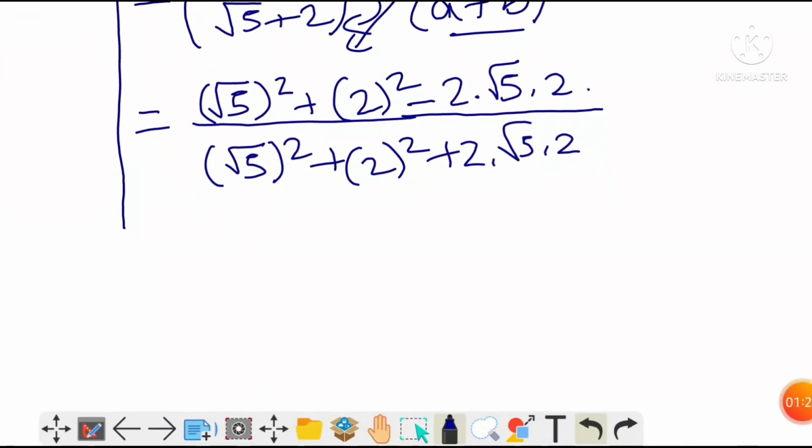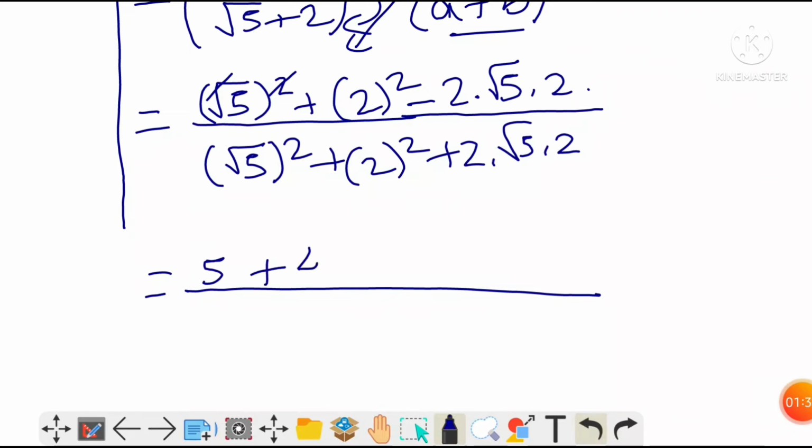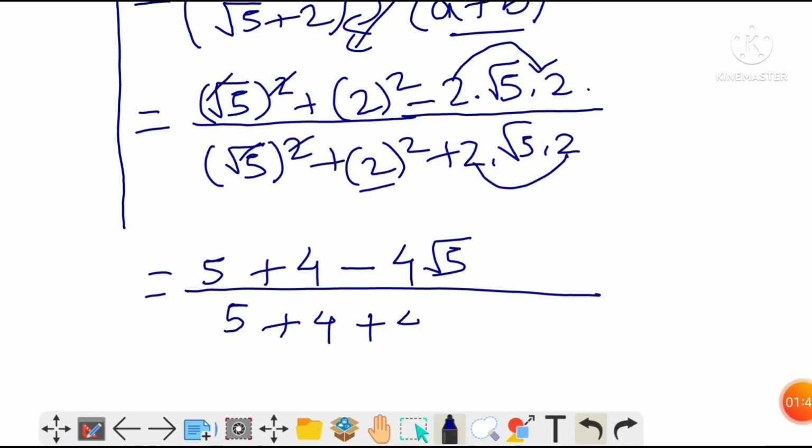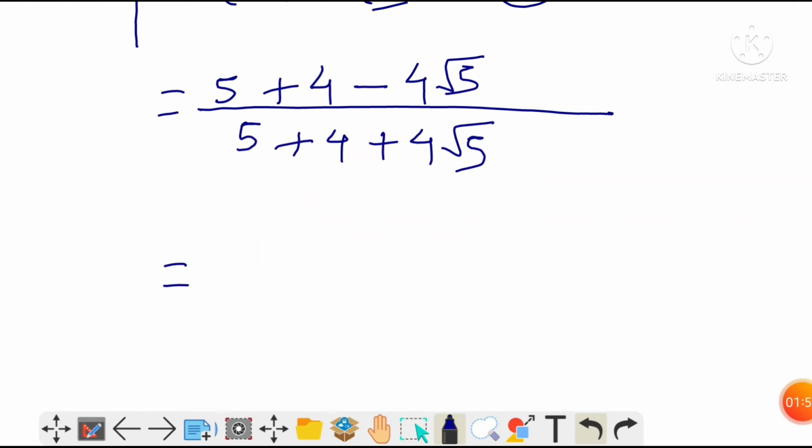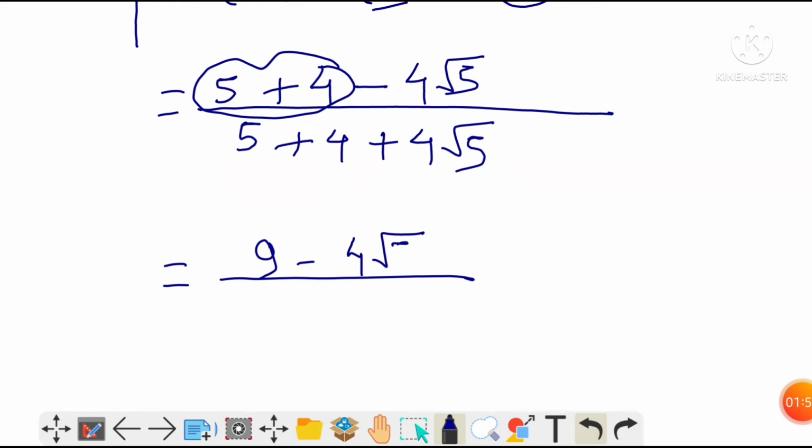Now in the numerator we'll get root 5 whole square, that means the square will cancel the root, we'll have 5 plus 2 square means 4 minus 2 2's are 4 into root 5, 4 root 5. Same in the denominator, 5 plus 4 plus 2 2's are 4 root 5. Now we'll have to add the numbers. 5 plus 4, 9 minus 4 root 5, and in the denominator same 5 plus 4 plus 4 root 5.